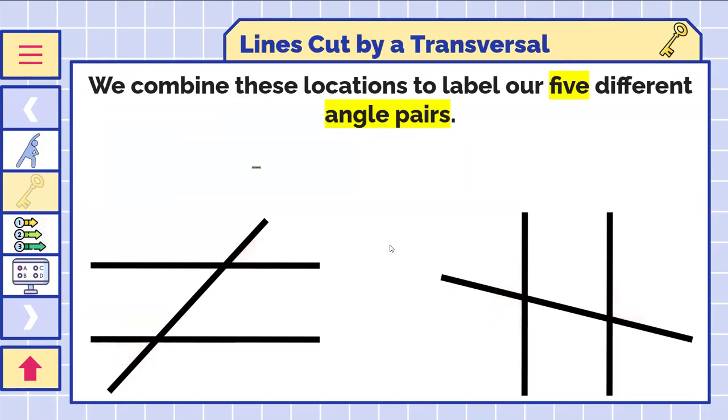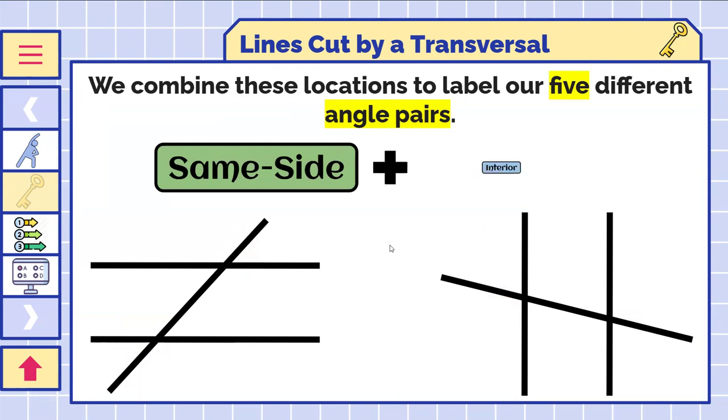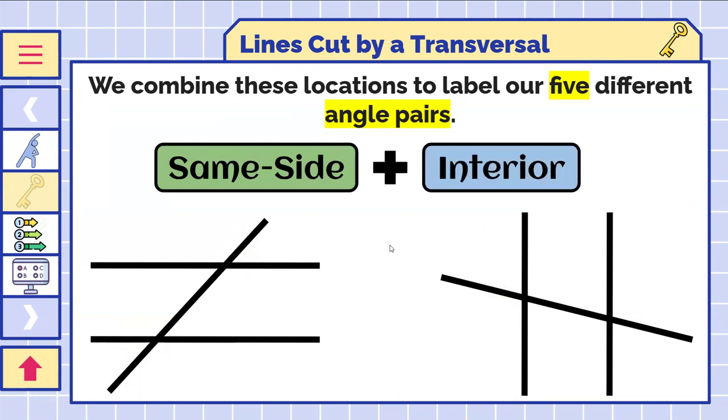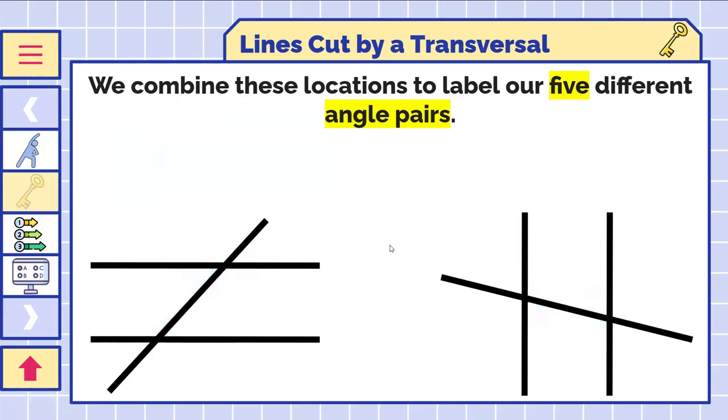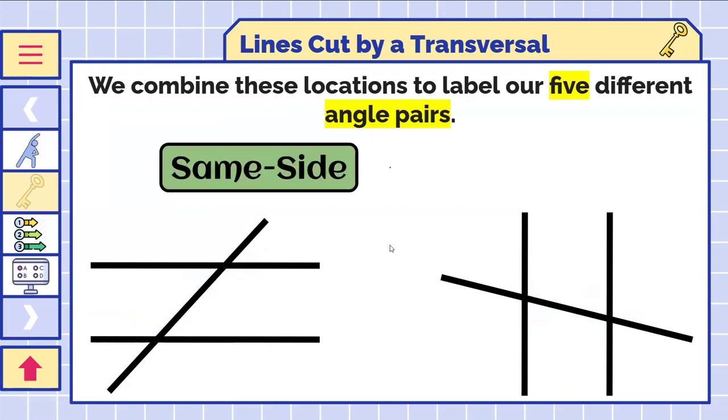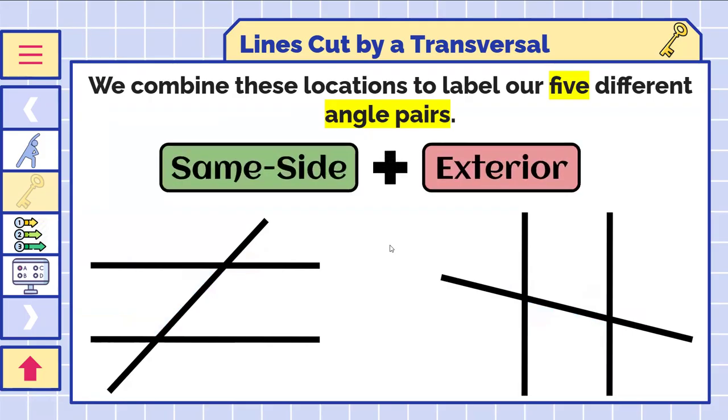We then have the same sides. So same side interior. Again, interior means on the inside, but it's going to be on the same side of the line. So here and here, or here and here. If you turn it around, same deal. On the inside of these two lines, and they're on the exact same side. So they're both on the bottom, or they're both on the top, or they're both on the left, or both on the right. And if we have a same side interior, that means we also have a same side exterior.